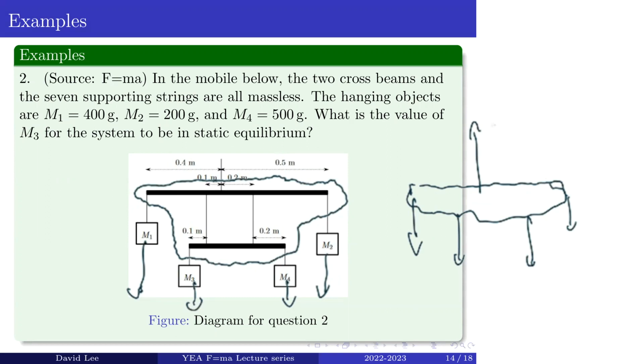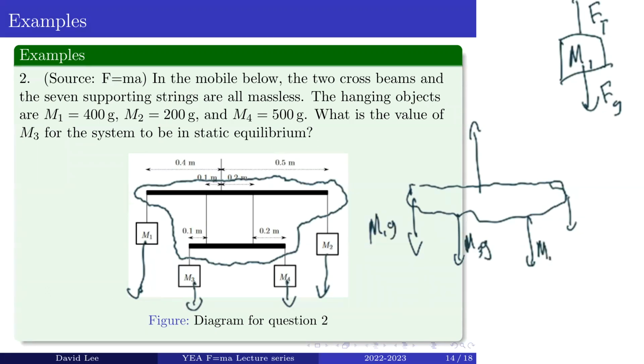And for this object to be at rest, these forces and these torques have to all cancel out. So first of all, what are these forces? If we look at the mass M1, it also has to be at rest. If we draw a force diagram for M1, we have gravity and we have tension. M1 is at rest, so gravity must balance out tension. So the tension here must be the same as the gravity, which is M1G. And similarly here, there's M3G, M4G, and M2G right here.